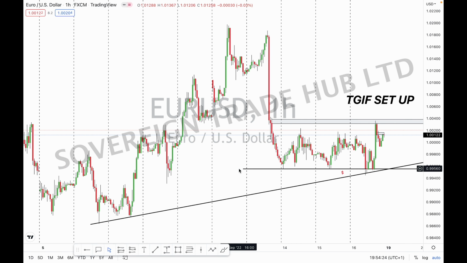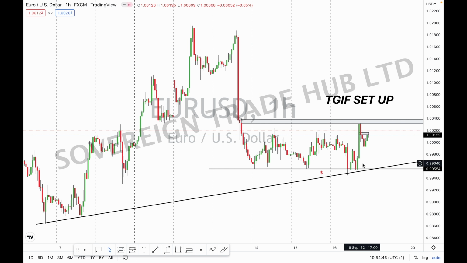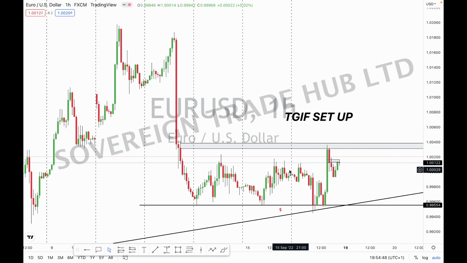You notice something? We had a confluence of liquidity right here: a double bottom, straight line liquidity, and trend line liquidity. Now, I was actually interested in seeing what the market does when it steps into this zone. That's why I placed this dollar sign here, because it's an indication that there is liquidity resting on this level.